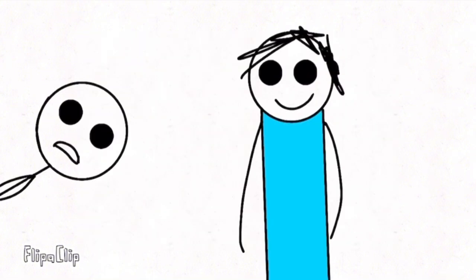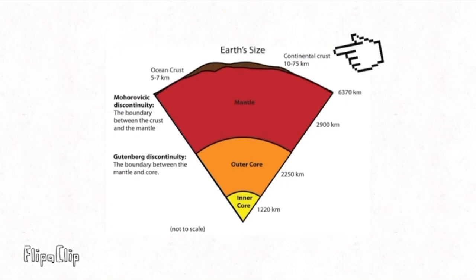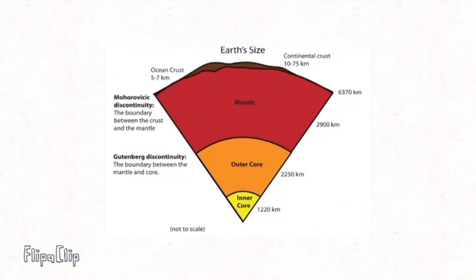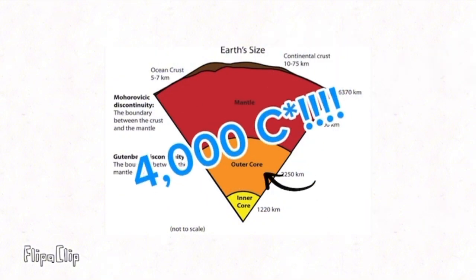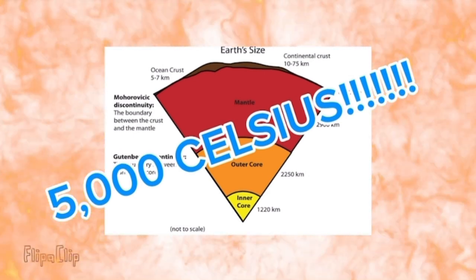Okay, now explain the layers of the Earth. The layers in the Earth are the crust, the mantle, the outer core, and the inner core. The crust is the first layer. It's about 1,000 Celsius. The second layer is the mantle. It's about 3,000 Celsius. The third layer is the outer core. It's about 4,000 Celsius. The final core is the inner core. It's about 5,000 Celsius. 5,500 Celsius to be exact.